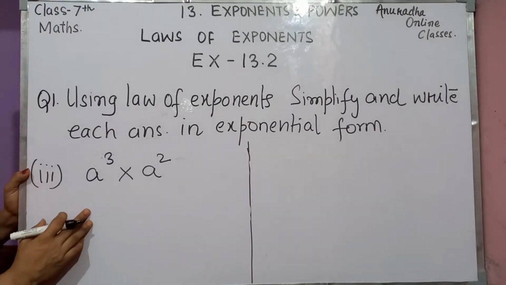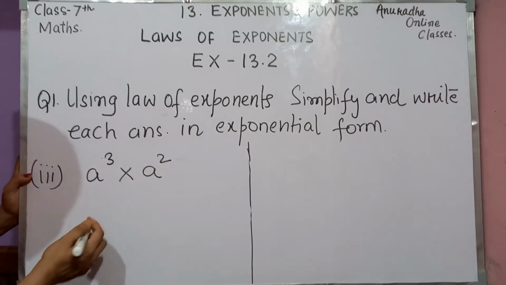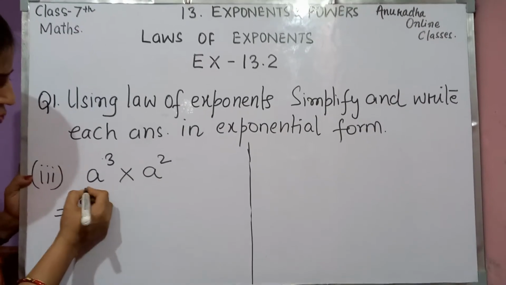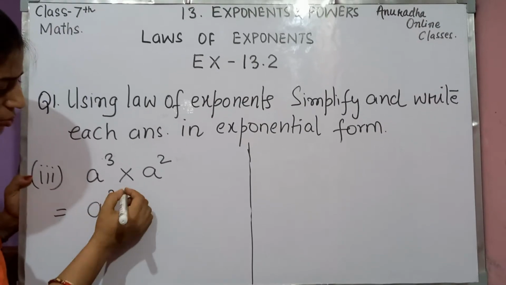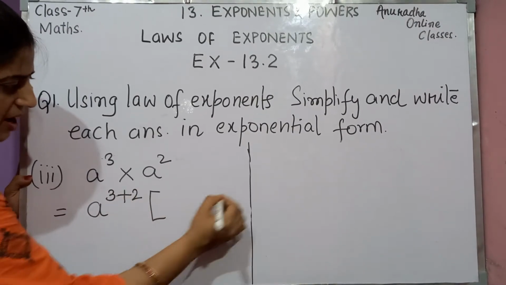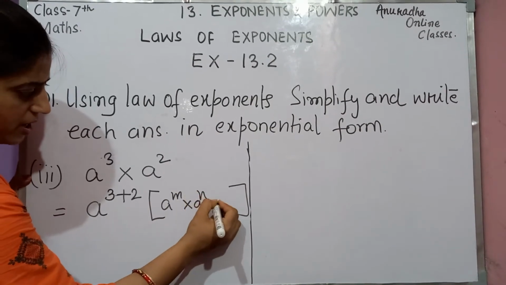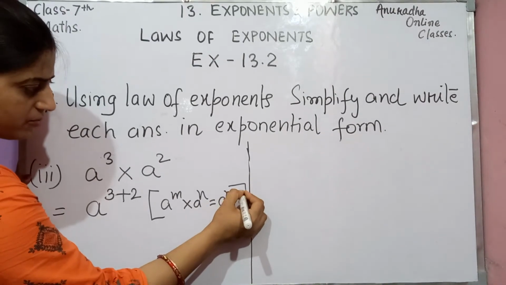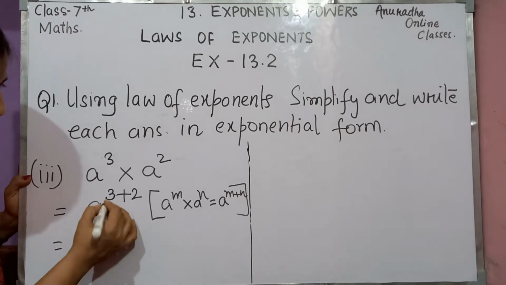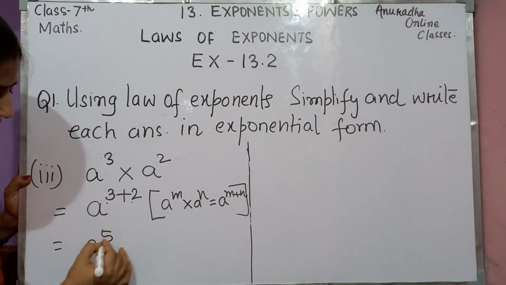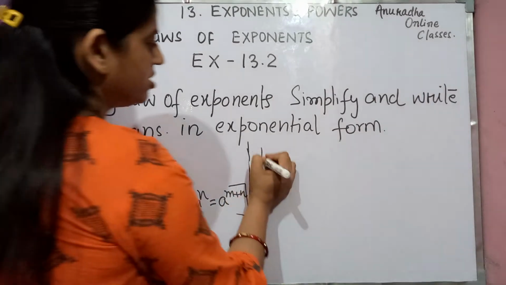See children, here is another question: a cubed into a squared, that will be equal to, you can directly do it also. Here we will add the powers. In the bracket write down the law, a raised to the power m into a raised to the power n is equal to a raised to the power m plus n. You can write this in the bracket. A raised to the power 3 plus 2 is 5. So our answer is a raised to the power 5. Let's come to its fourth part.